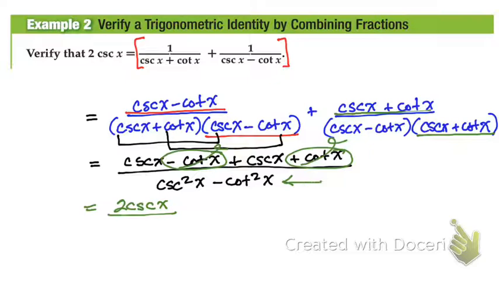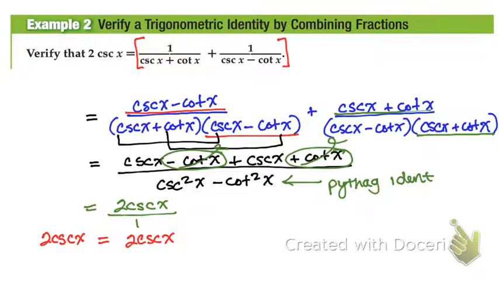And then this guy right here is a Pythagorean identity. And he simplifies into 1. So what do I have? On this side I had 2 cosecant x. On this side I now have 2 cosecant x. That's exactly what I was hoping to have. And I'm done.